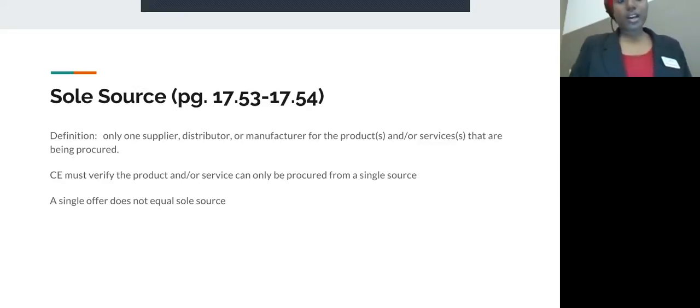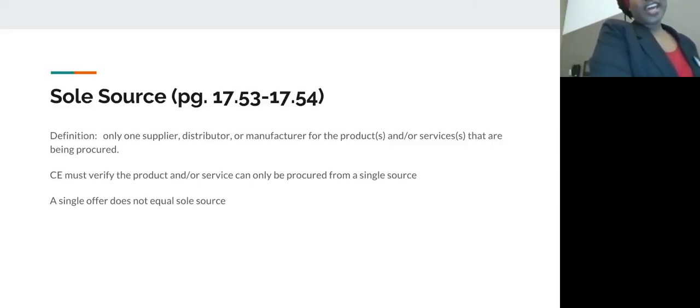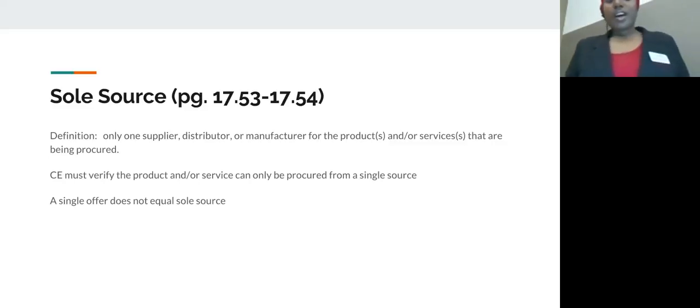Sole source. With sole source procurement methods, there is only one supplier, one distributor, or manufacturer for the product and/or service that is being procured. Make sure that you verify the product and/or service can only be procured from a single source, and that a single offer does not equal a single source.